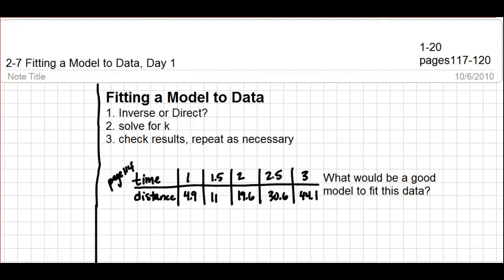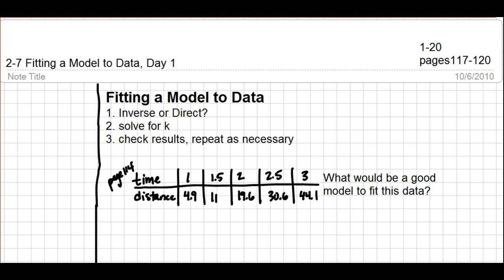This lesson is for Advanced Algebra 2-7 on fitting a model to data, day 1. This is half of a lesson that we're going to do and continue when we get to lesson 2-8. There are what I discovered to be about 3 different steps to the procedure that we're going to look at today for fitting a model to data.